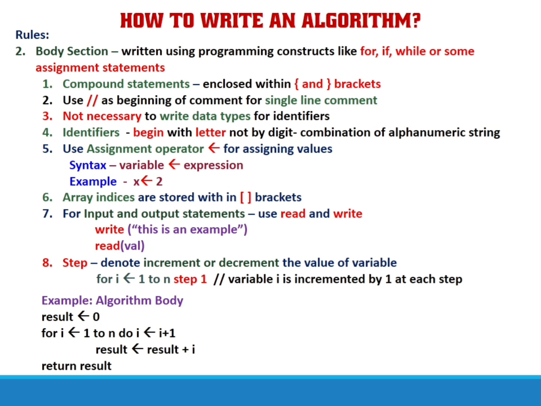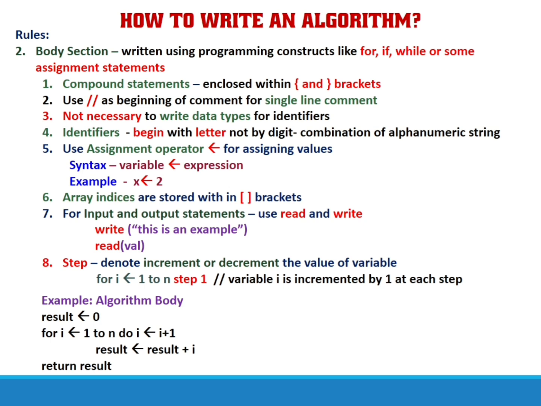The next one is the keyword step. It is used to denote incrementing or decrementing the value of a variable. You can see the example: for I = 1 to n step 1. That is, for I the initial condition is 1 and the termination condition is n, from 1 to n, step 1. That means for the variable I, at each step, the value should be incremented by 1. This is how we use the step keyword.